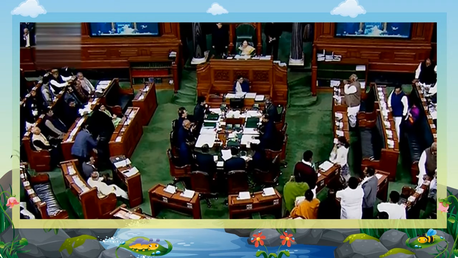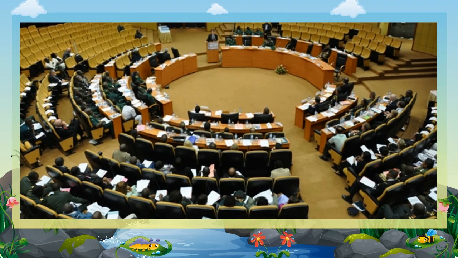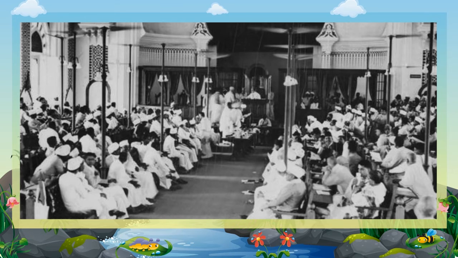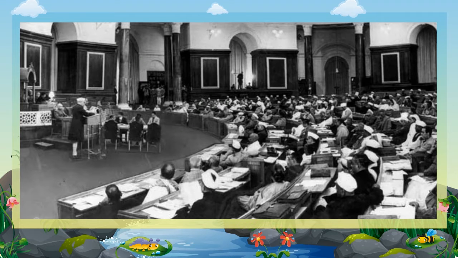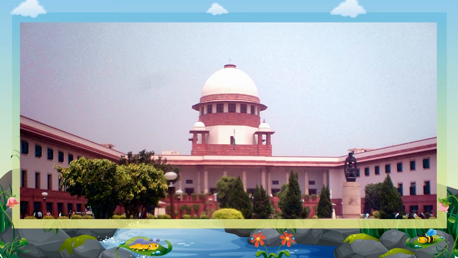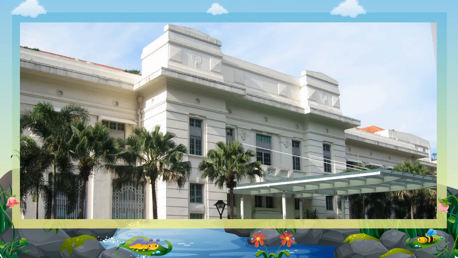The executive is headed by the President, who is the head of the state and exercises his or her power directly or through officers subordinate to him. The legislature, or the Parliament, consists of the lower house, the Lok Sabha, and the upper house, the Rajya Sabha, as well as the President. The judiciary has the Supreme Court as its apex, 21 high courts and numerous civil, criminal and family courts at the district level.